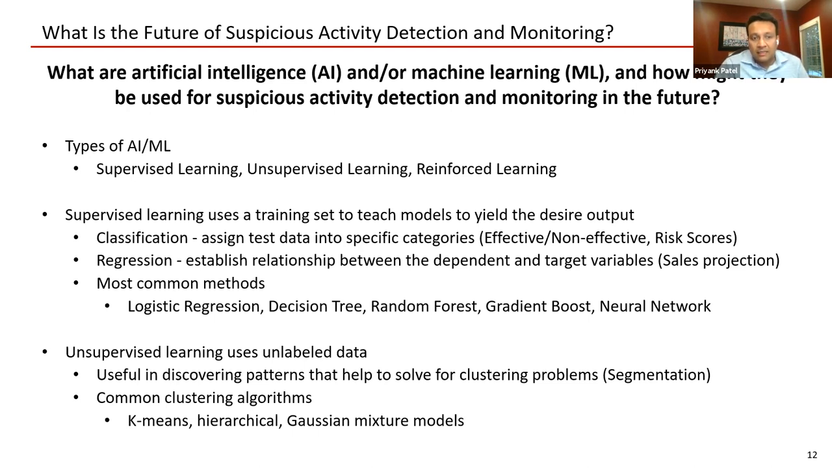Supervised learning is as simple as being taught by example. It uses a training data set to teach the model to get the desired output. So you need to have your training data, which includes all your transaction data or inputs, as well as the target variable that you are trying to detect. So it includes all your cases or the SAR flagging, for each of the alerts.